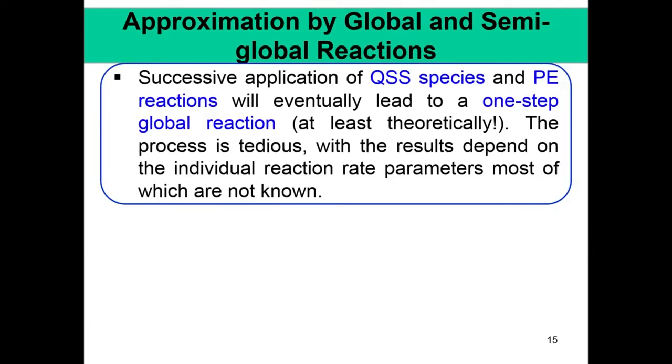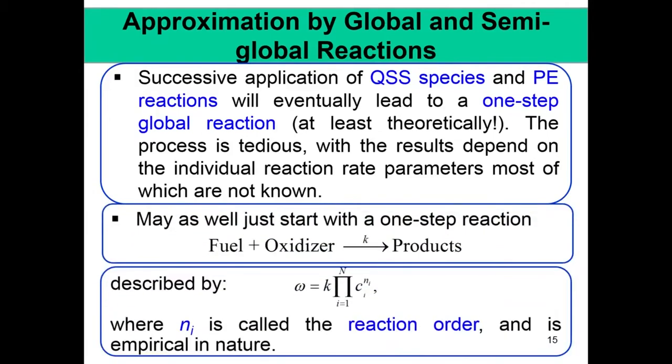So then it becomes something like this: the fuel and oxidizer go to products, and this is given by this, and we can arrive at a global, approximate, semi-global reaction. Now this of course comes at a penalty, that you lose the fidelity, or the detailed nature of your reactions. But sometimes that is required when you want to do an approximate calculation, or when the reaction rate kinetics is not very important because of certain external parameters.